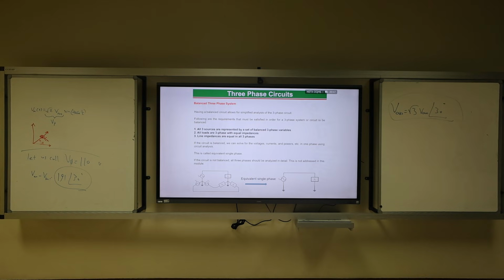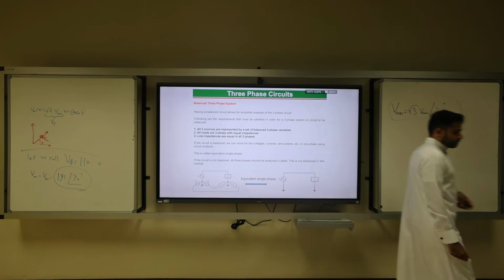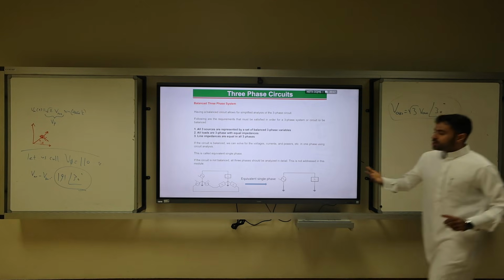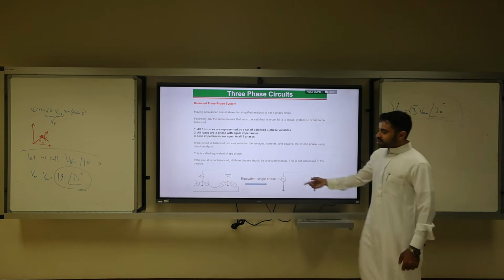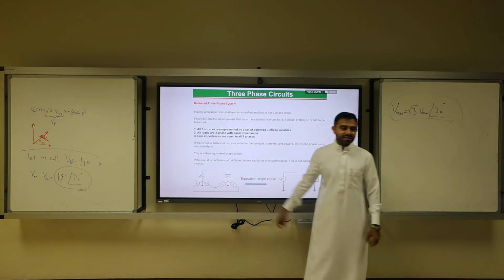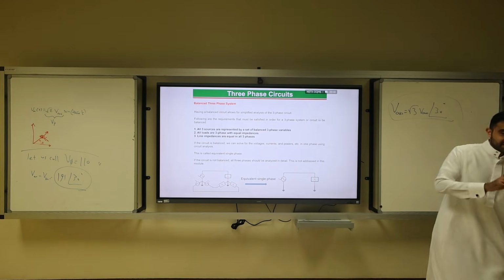So go back to the balanced three-phase system. Why do we care about the balanced three-phase system? A balanced three-phase system may allow us to transform the three-phase circuit into an equivalent single phase. Is this a four-wire connection or three-wire connection? Strictly four. No, four. Pay attention. They are the same. Three.